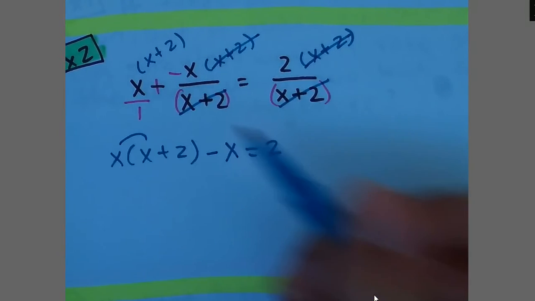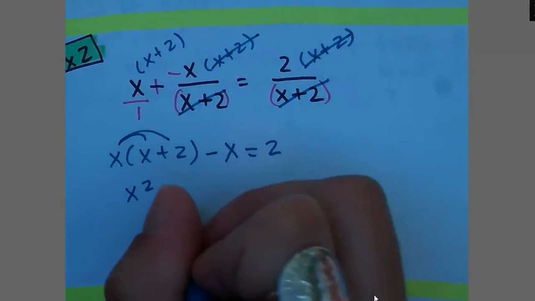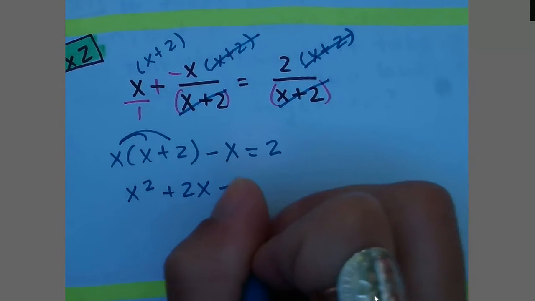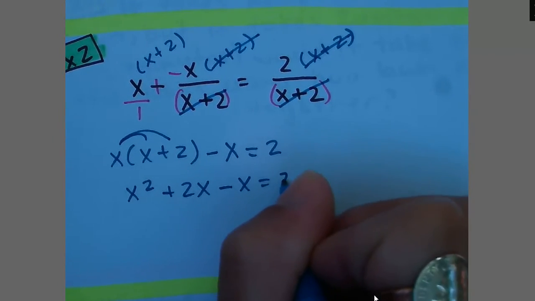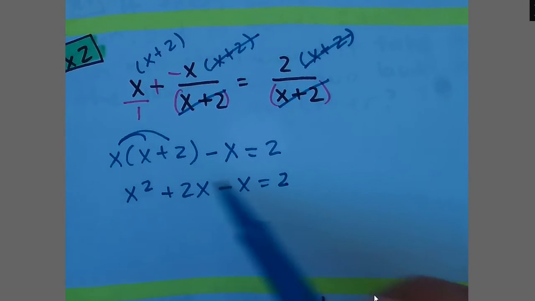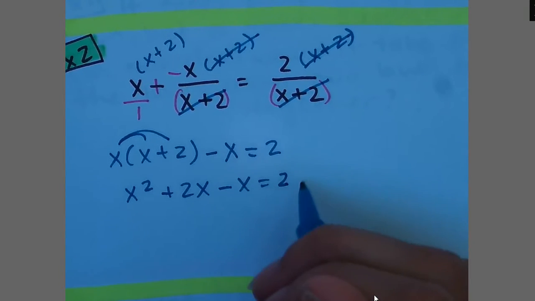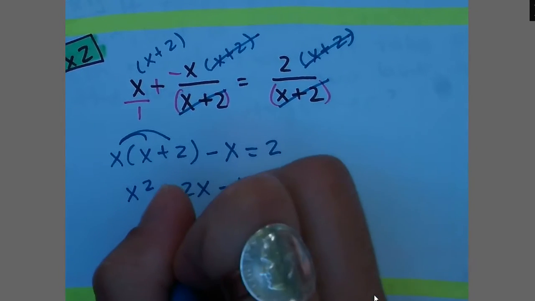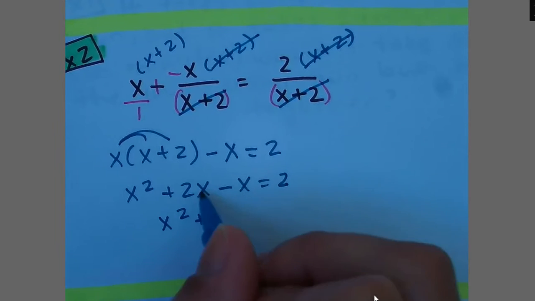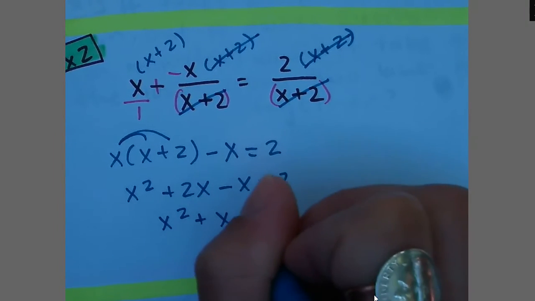All right, now we have x times x, which is x squared, x times 2, which is 2x. And since this has x squared in it, unfortunately we're going to have to do some factoring, so let's combine these and subtract our 2 over. X squared plus 2 minus 1 is 1, so 1x, and then minus 2 equals 0.